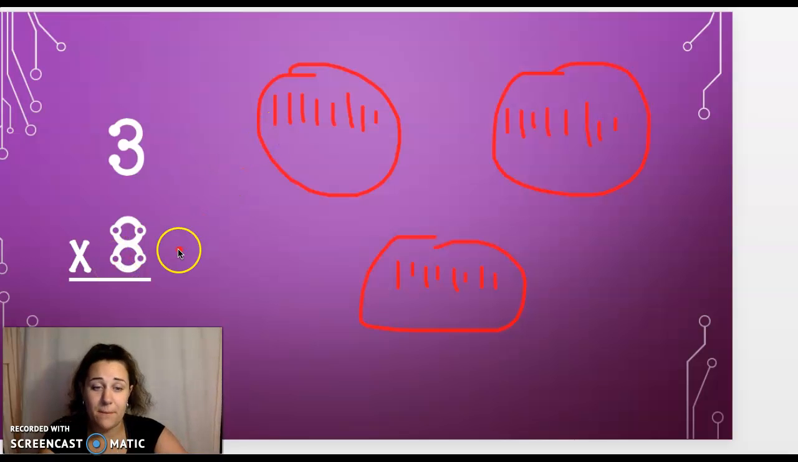Now I can skip count by 8. And I'm going to skip count by 8 because that's how many are in each group. So we start with 8, 16, 24. So 3 times 8 equals 24. Awesome job, friends.